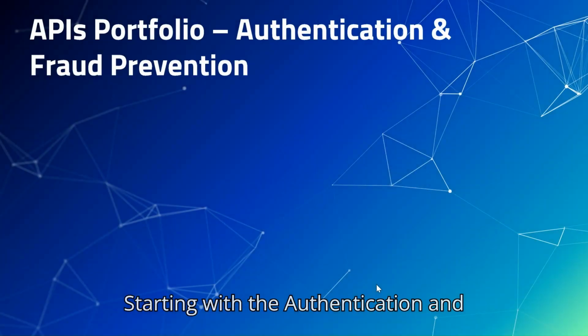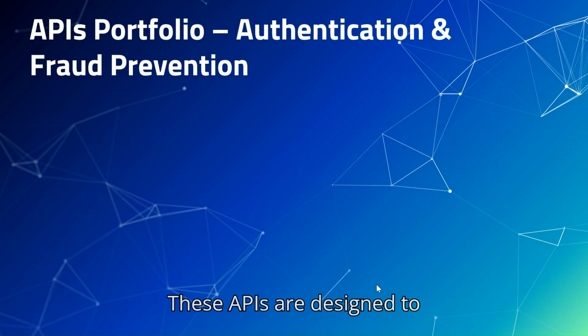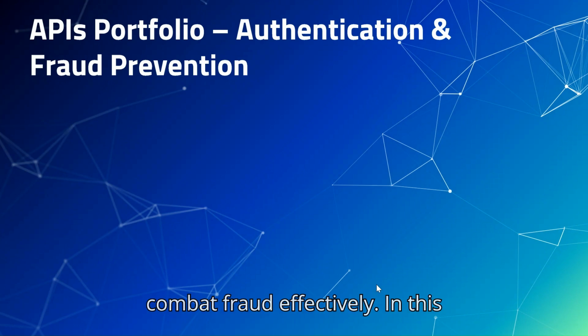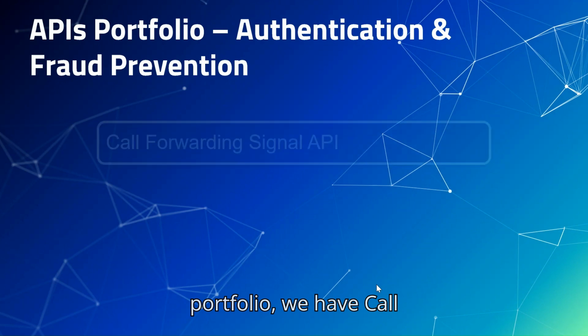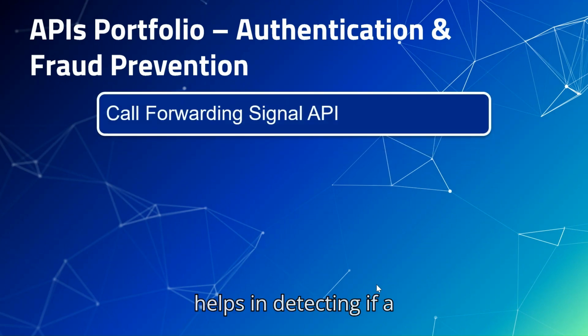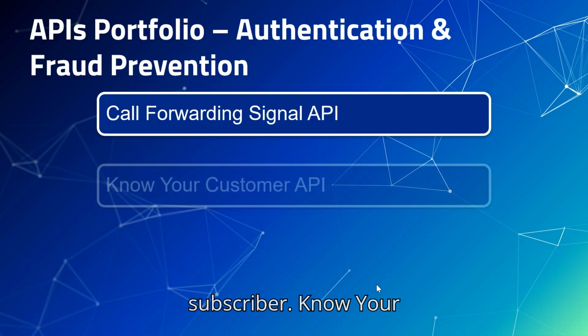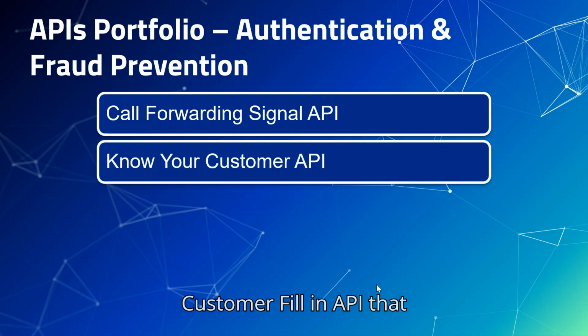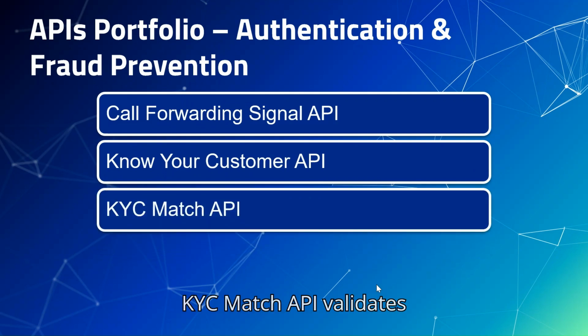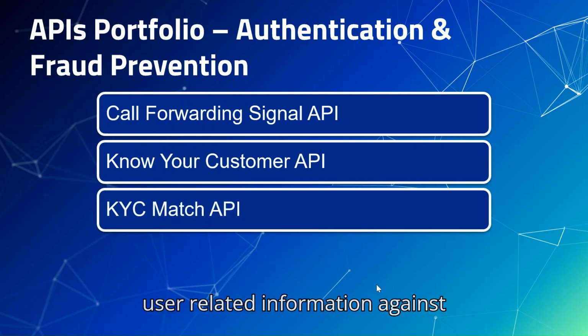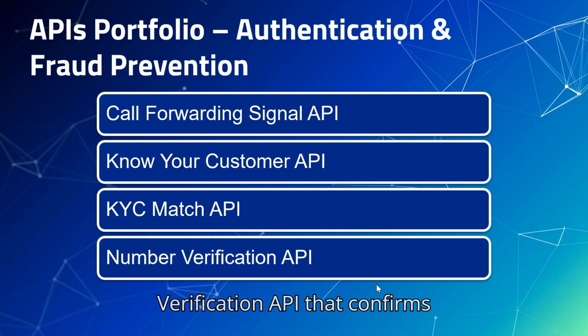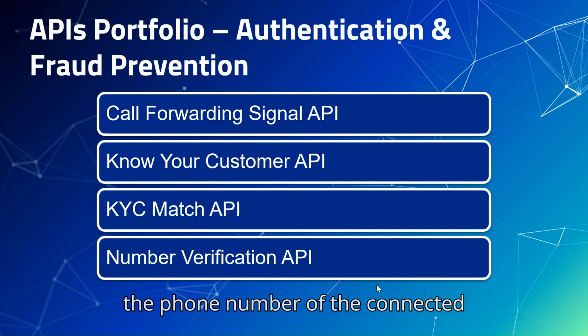Starting with the Authentication and Fraud Prevention API portfolio, these APIs are designed to strengthen user security and combat fraud effectively. In this portfolio, we have Call Forwarding Signal API, which helps in detecting if call forwarding is enabled for a given subscriber. Know Your Customer Fill-in API automatically fills web dialogues using operator data. KYC Match API validates user related information against operator records. Number Verification API confirms the phone number of the connected device.